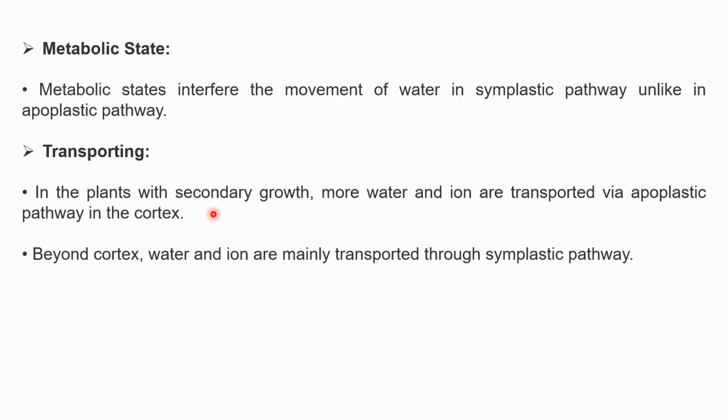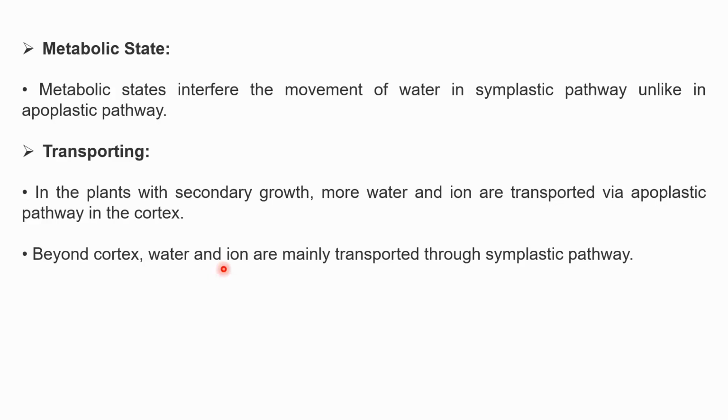in the cortex. Because during secondary growth, there is a formation of secondary wall, the secondary cell wall also. And most of the water and ions are transported through that cell wall. And since the transportation is occurring through the cell wall, we can say that most of the transportation occurs through the apoplastic pathway in the cortex. Now, beyond the cortex, water and ions are mainly transported through the symplastic pathway.